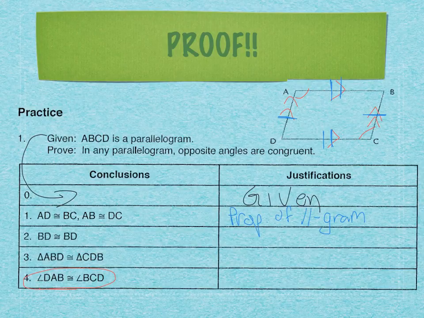All right, now I have BD. That is my diagonal coming across the middle. I have BD is congruent to itself. What is my justification whenever I have anything that's congruent to itself? Reflexive property. If it's congruent to itself, it is reflexive.